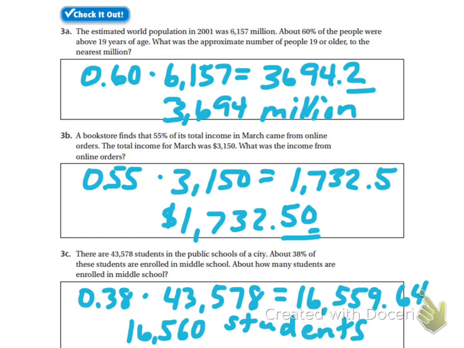Letter 3C. We changed 38% to a decimal, 0.38, and multiplied it by the number of students to find that there were 16,560 students enrolled in middle school. Now notice I can't have 0.64 of a student. They would not be alive. So we had to round up to 60.